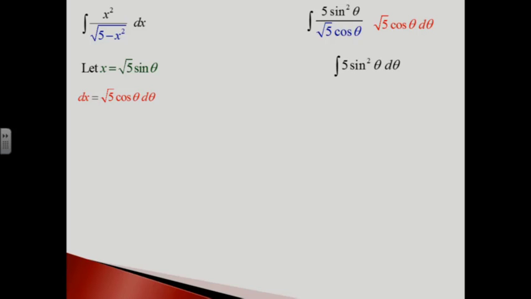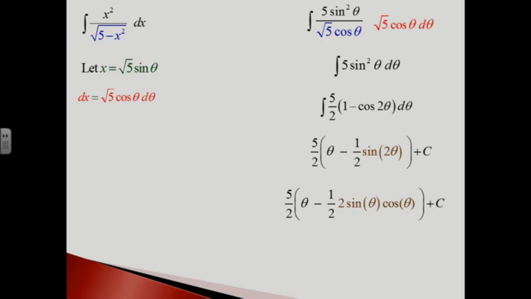So the integral becomes 5 sine squared theta d theta. Using the half angle formula to convert sine squared theta into 1/2 of 1 minus cosine 2 theta, the result is 1/2 of theta minus 1/2 of sine 2 theta plus c. Note that sine 2 theta can be written as 2 sine theta cosine theta.